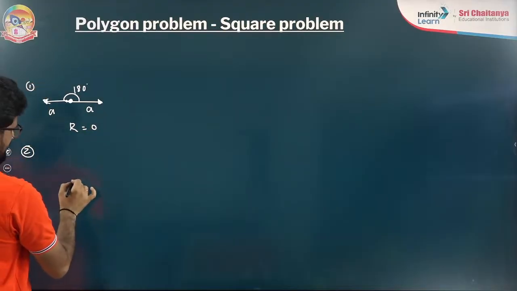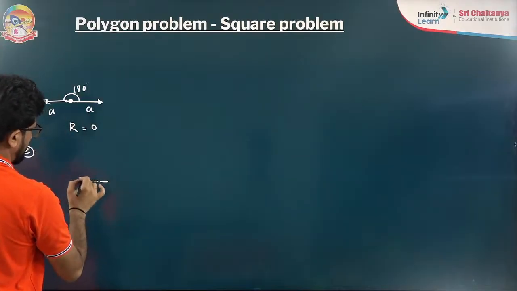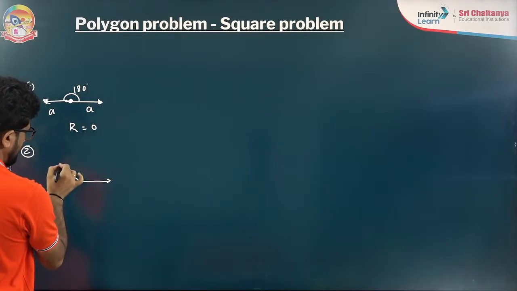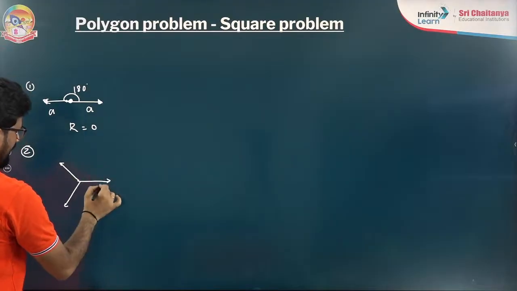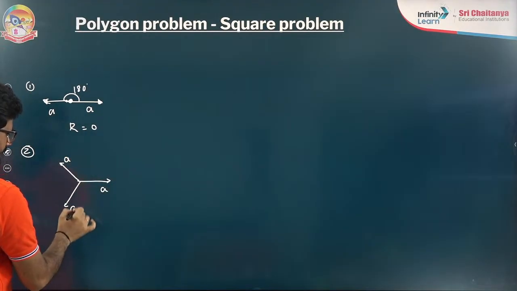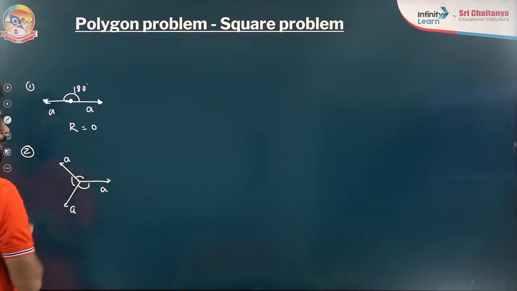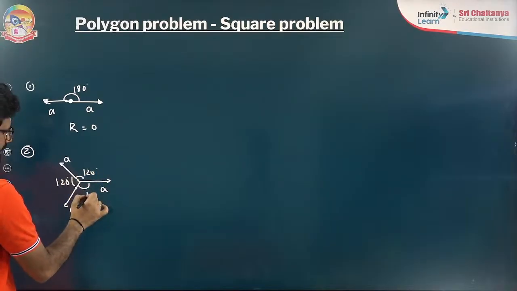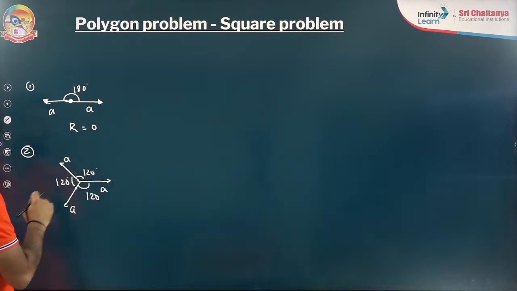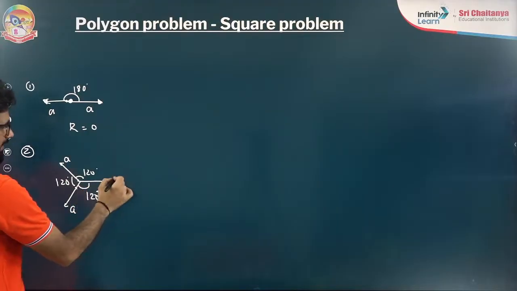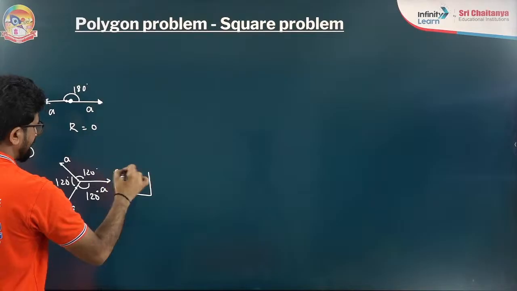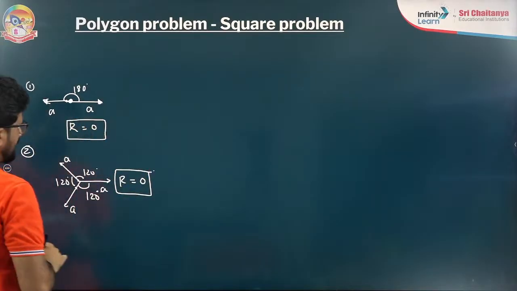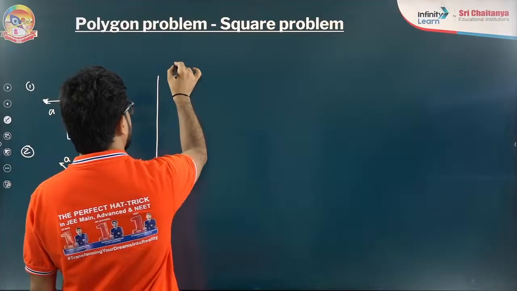Similarly, suppose three vectors are there, each of magnitude A, and the angle between all three is equal. So how much is the angle? 360 divided by 3, that means 120. Here with two vectors I took 180, that is 360 divided by 2. Then what is the resultant here? That is also 0. Very basic thing.